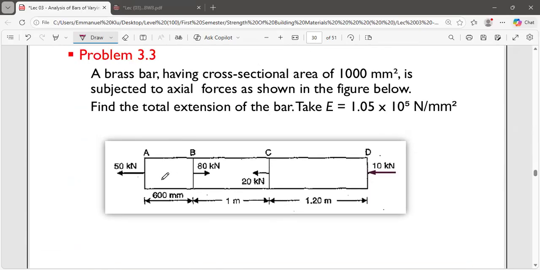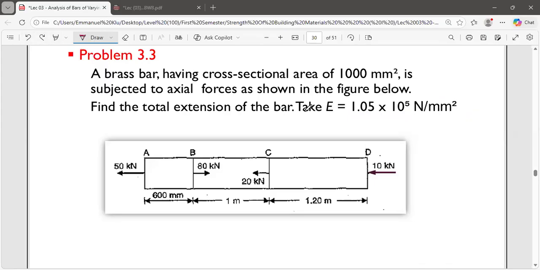Look at the question over here. A brass bar. You see that this is brass, so at the end of the day, the elasticity is also different. It's no more 2.1 times 10 exponent 5. But in this case, the elasticity is 1.05 times 10 exponent 5. You should be taking note of some of these things.